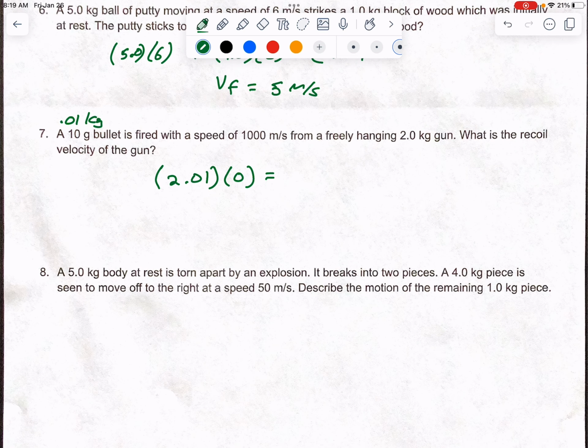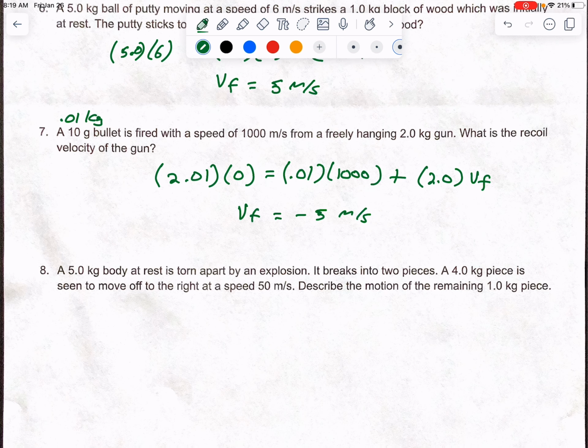Now they separate. So now you've got the 0.01 kilogram bullet moving 1,000 meters per second, plus now I've got the gun, which is 2.0 kilograms, and we don't know what the velocity of that is, so that is your VF. So clean that up, and you're going to get a final velocity of negative 5 meters per second.